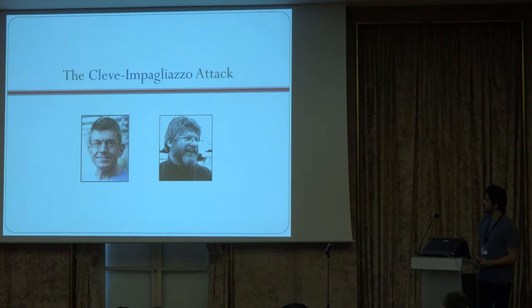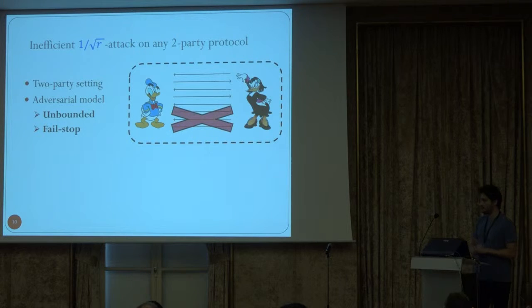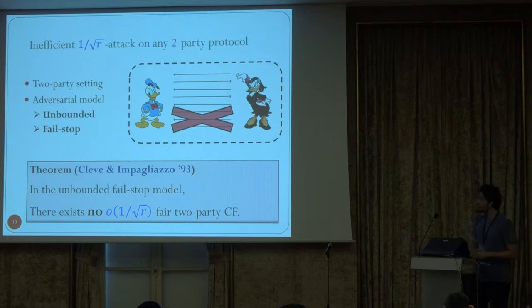So let's talk about Cleve and Impagliazzo. Let me give you the premise. So we're in the two-party setting. We have two parties, and the adversarial model is the following. The adversary is unbounded computationally and is limited to fail-stop behavior, meaning that the only malicious behavior he can do is abort prematurely. So Cleve and Impagliazzo showed that in this model, the best possible bias you can achieve is 1 over square root of r. And I'm going to try and show you why this theorem is true.